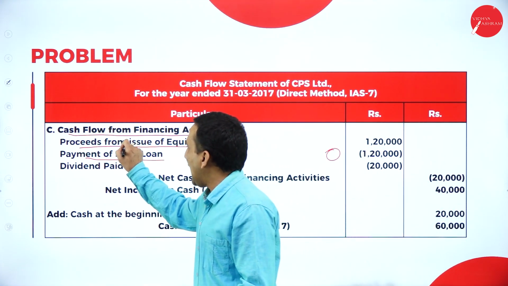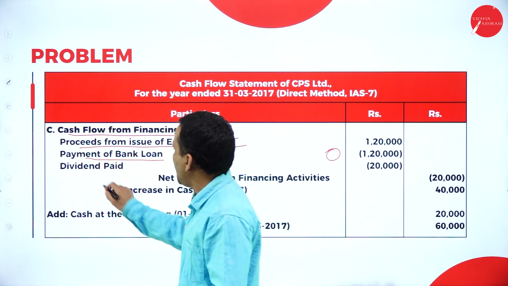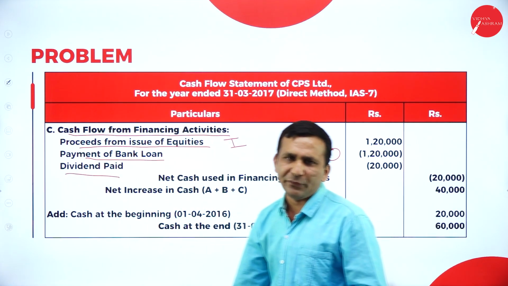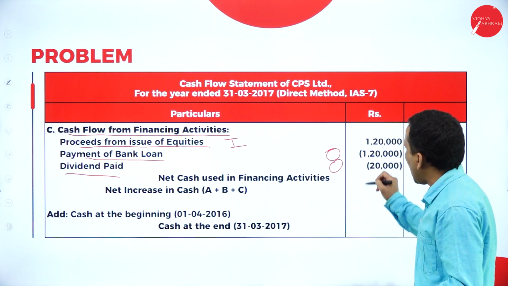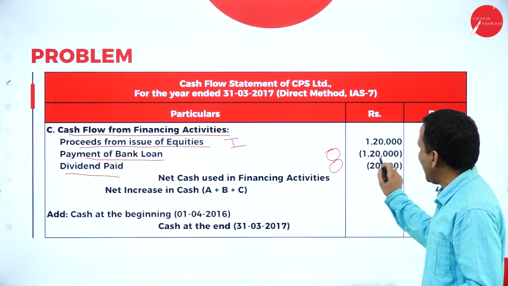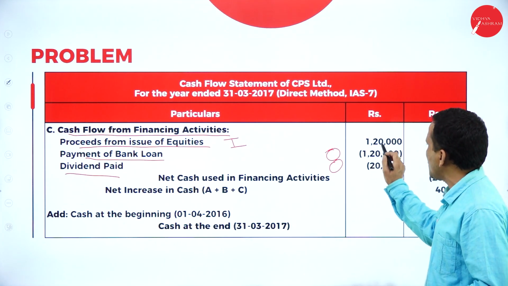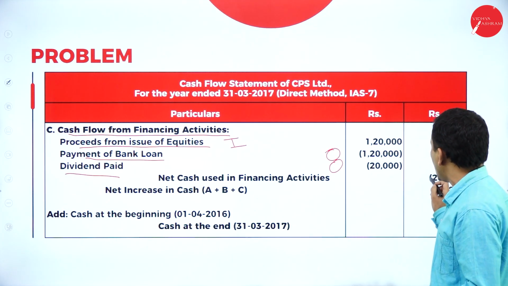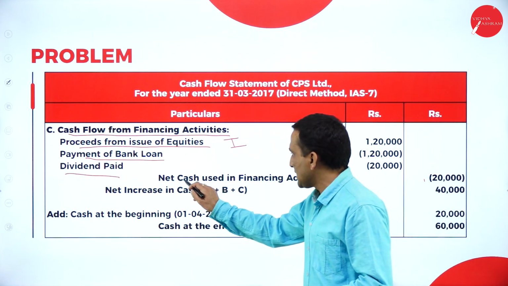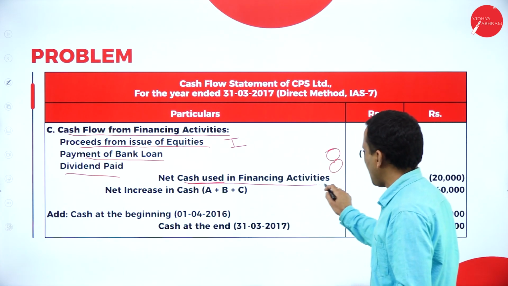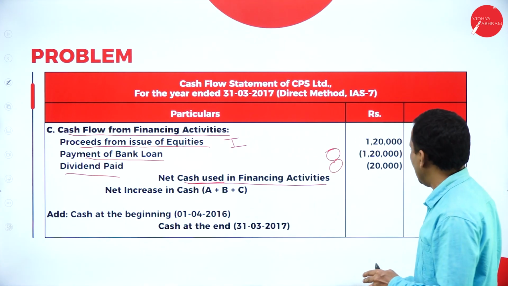Now again, to raise the equity shares, you need to pay the dividend for the equity shareholders, which is also an outflow. So which sign is more? Here the minus sign is 1,40,000, the plus sign is 1,20,000. So again we are getting a minus sign only, so we call it a net cash used from the financial activity.